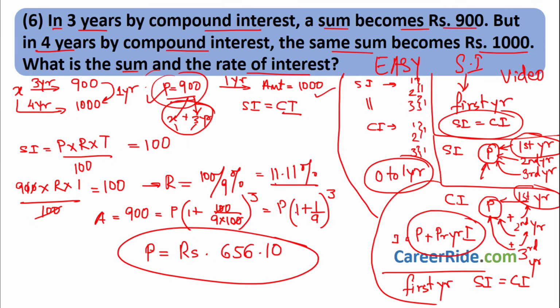I'm not solving it entirely, I'm just explaining the concept over here. So the sum which is there is 656.10 rupees and the rate of interest is 11.11%. Have you understood the concept? Take a look at the simple interest video, and also I have tried to explain the concept over here. Always remember, for the first year of investment, simple interest equal to compound interest.